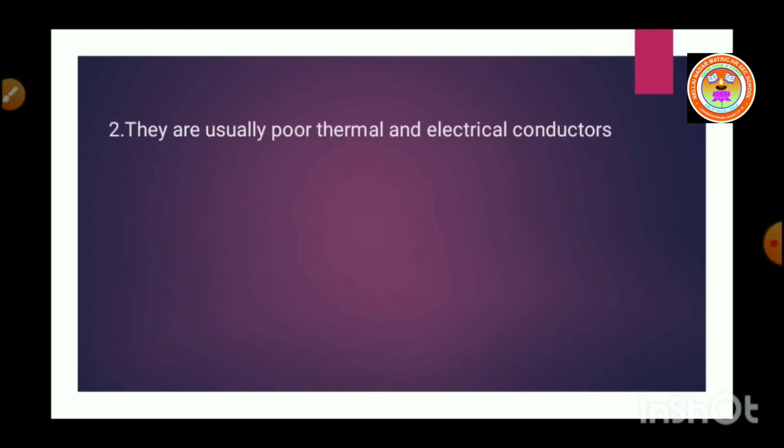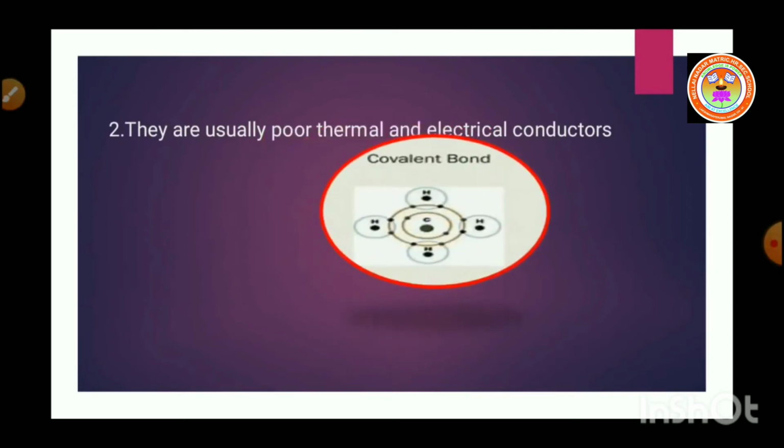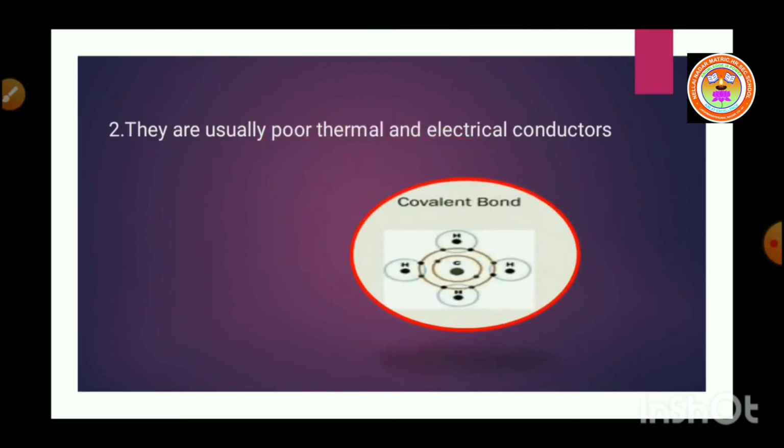What is the second point here? They are usually poor thermal and electrical conductors. What is the reason for this? Poor thermal and electrical conductors means all the electrons are involved in bond formation. There is no free electron here. That's why they are poor thermal and electrical conductors. Now clear?